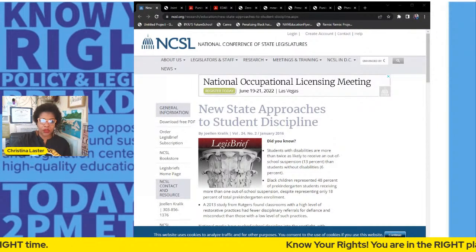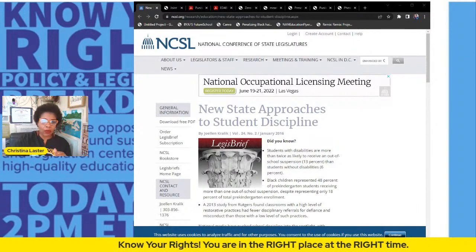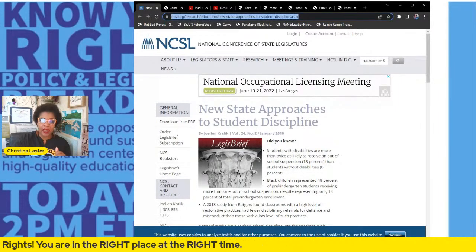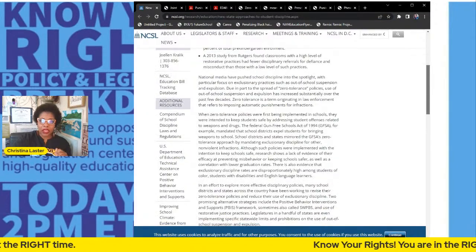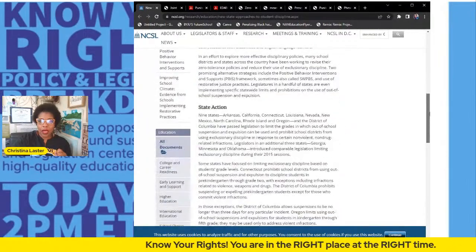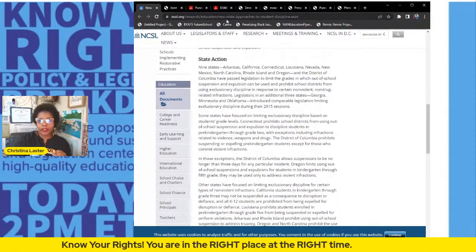Okay, don't assume that these policies have been eradicated or that these practices don't exist, because that would not be a good assumption. They actually do. And here is where we're going to find that information. Okay, and so right here, it talks about some of the history that I already shared with you. And then state action. Okay, let's look at the states.